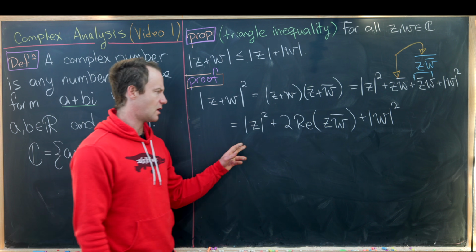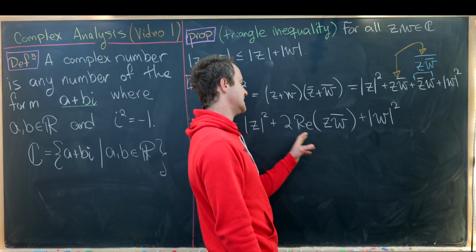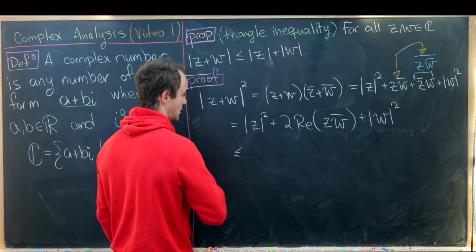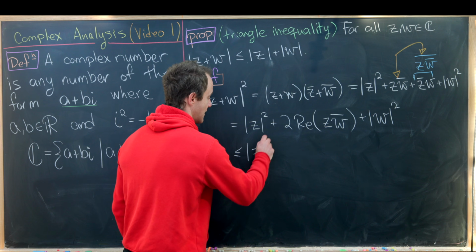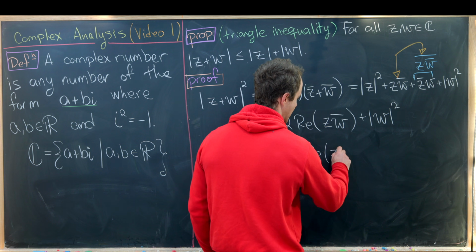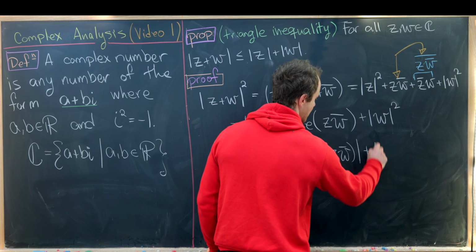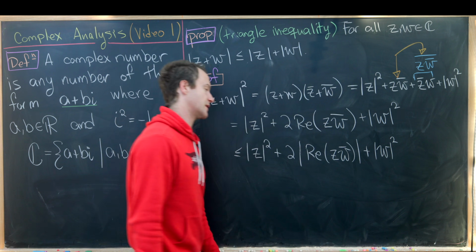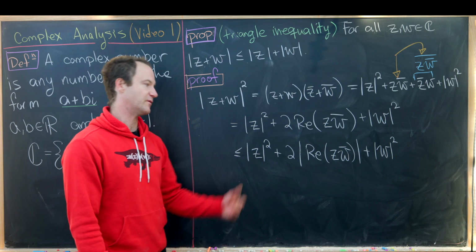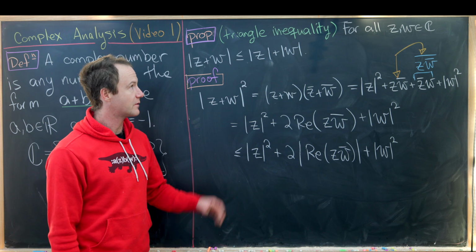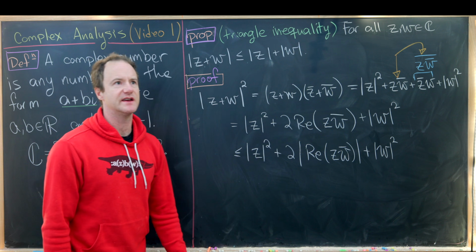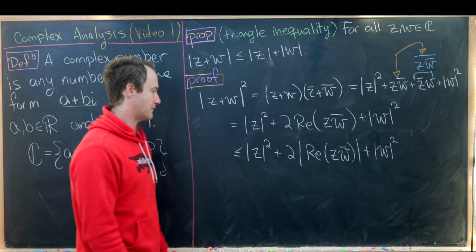So let's recall that we can exchange this for the absolute value of this and create an inequality. So this is all less than or equal to the modulus of z squared plus 2 times the absolute value of the real part of z times w bar plus the modulus of w squared. So if this real part is positive, we have equality, but if it's negative, we've produced an inequality. Now from here, we want to use an inequality from the last proposition, which exchanges this absolute value of a real part with a modulus.